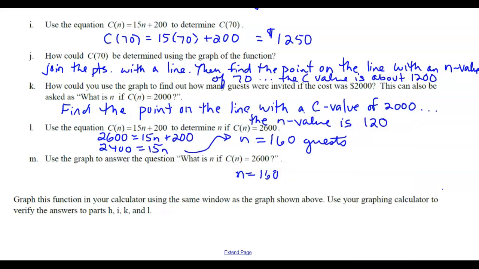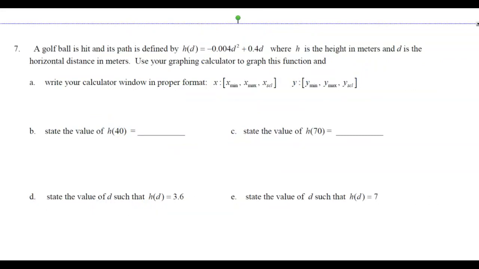Heads up. Next one we're going to use our calculator for as well. So a golf ball is hit and its path is defined by that equation. H is the height and D is the horizontal distance. Use your graphing calculator to graph the function and write your window.